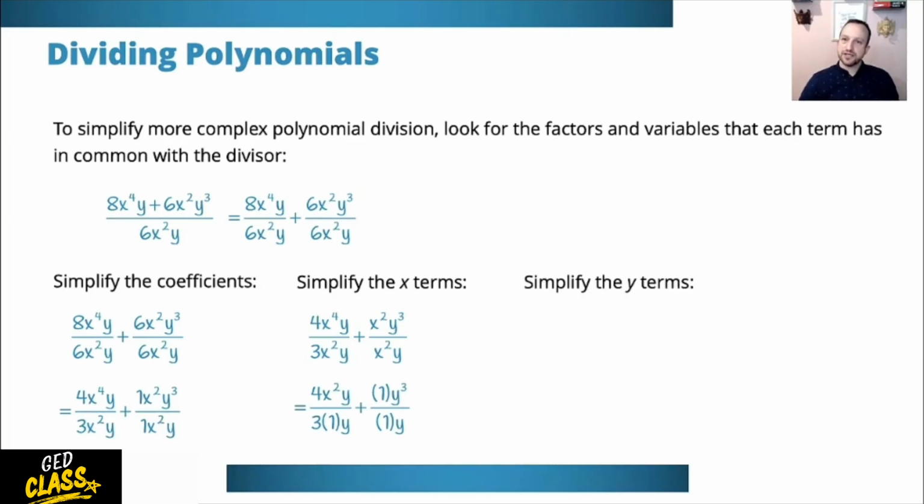In this case, the left term completely cancels out y, and on the right, we have the y canceling into y cubed to be y squared. Now, in total, again, we get rid of all of those 1s that are placeholders, it would look something like this. 4x squared divided by 3, all plus y squared.